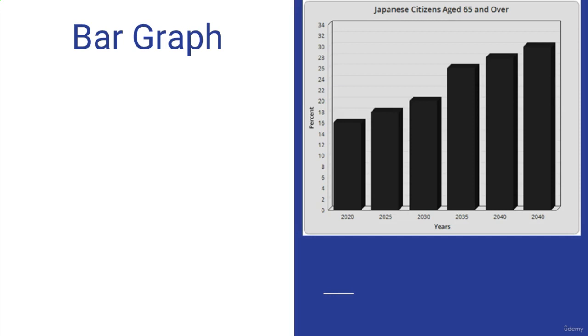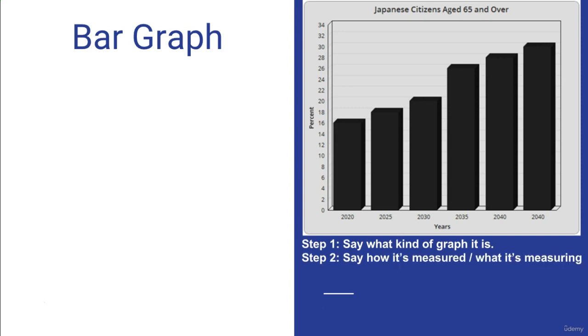Let's now talk about a bar graph. A bar graph is very similar to a line graph. And so remember, you have to do those steps again. So step one, say what kind of graph it is, say how it's measured, what it's measuring. You want to report a high and a low feature, and then you also want to give a conclusion.